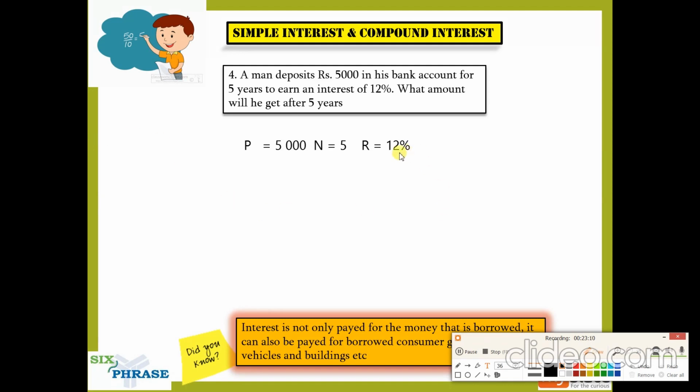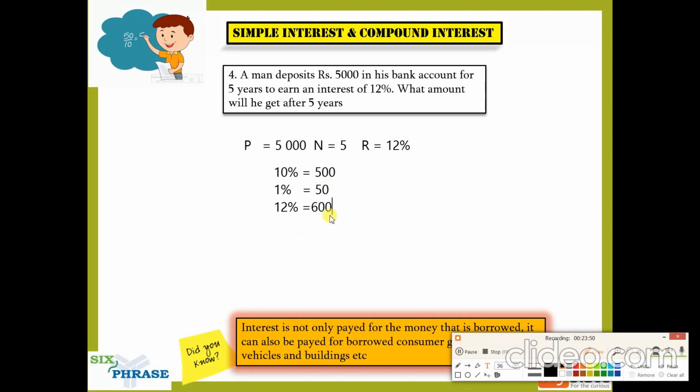If it is 12 percent, guys, what is 10 percent? 10 percent is 500, 1 percent is 50. This will make it very easy. 10 percent is 500, 1 percent is 50, 2 percent is 100, right? So 12 percent will be 500 plus 100, which is 600.